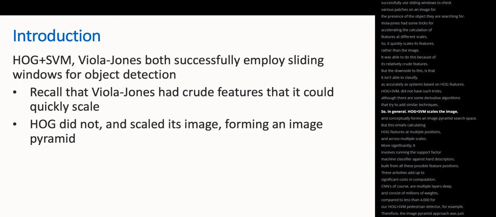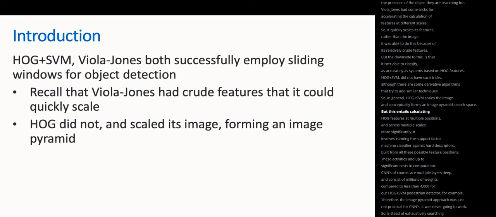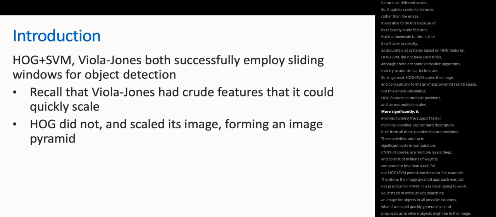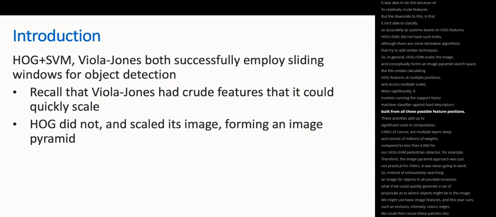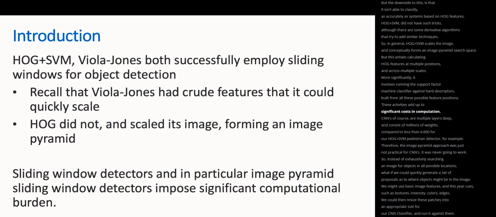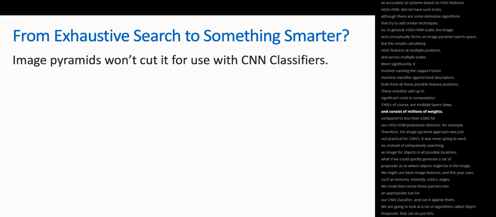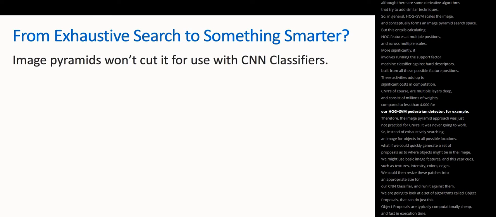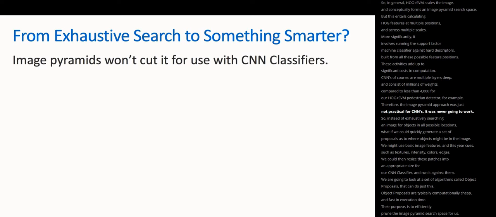So in general, HOG-SVM scales the image and conceptually forms an image pyramid search space. But this entails calculating HOG features at multiple positions and across multiple scales. More significantly, it involves running the support vector machine classifier against HOG descriptors built from all these possible feature positions. These activities add up to significant costs in computation. CNNs, of course, are multiple layers deep and consist of millions of weights, compared to less than 4,000 for our HOG-SVM pedestrian detector, for example. Therefore, the image pyramid approach was just not practical for CNNs. It was never going to work.